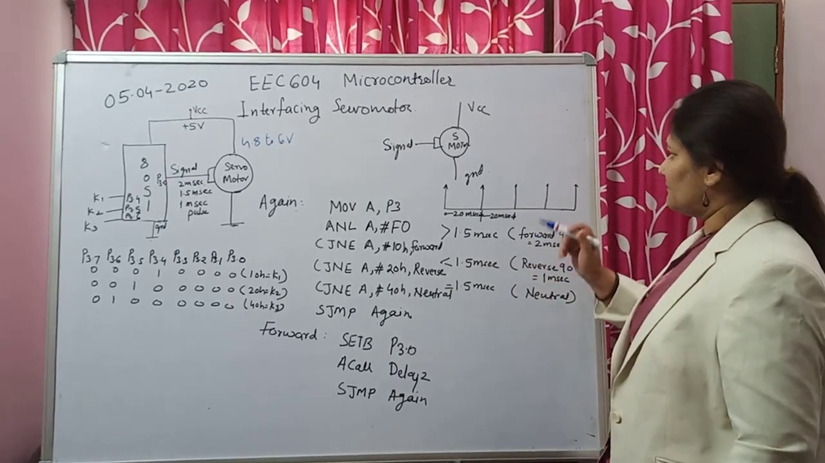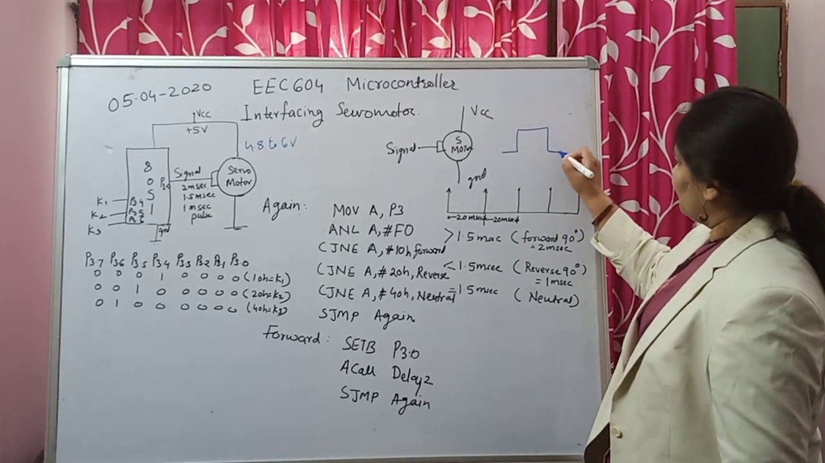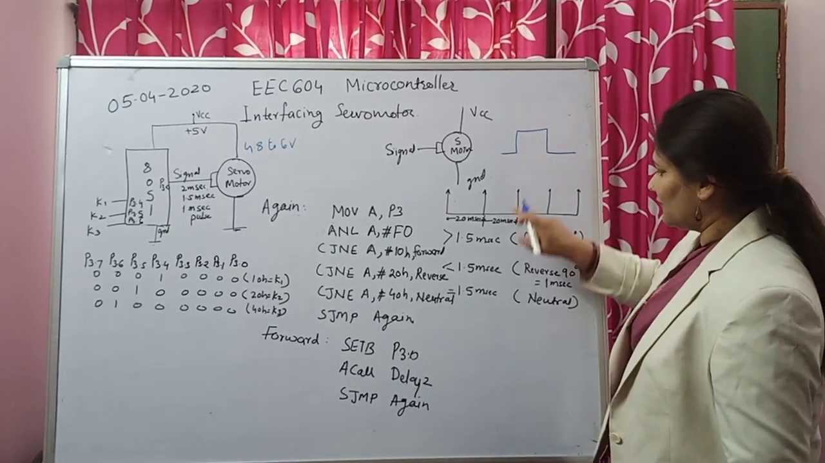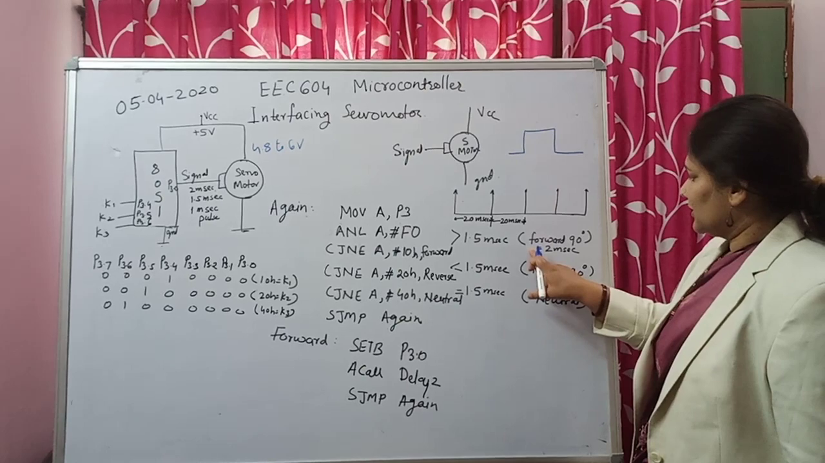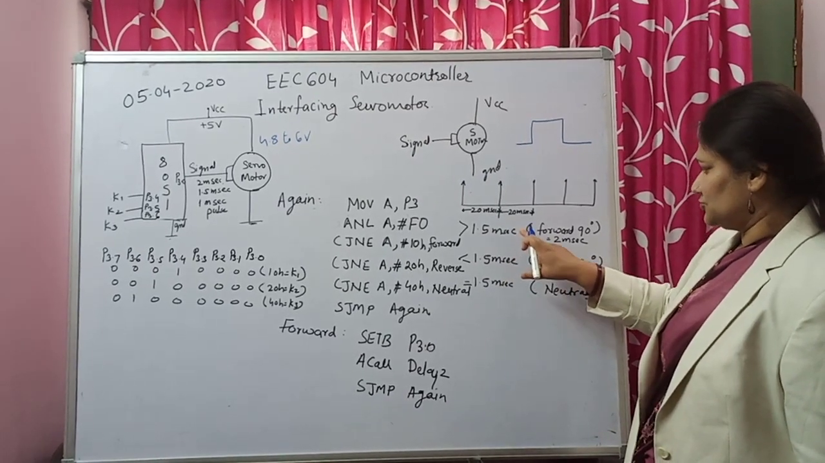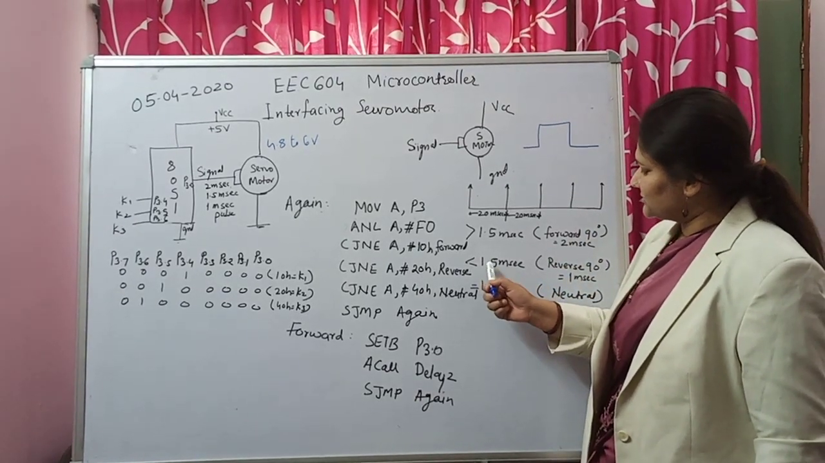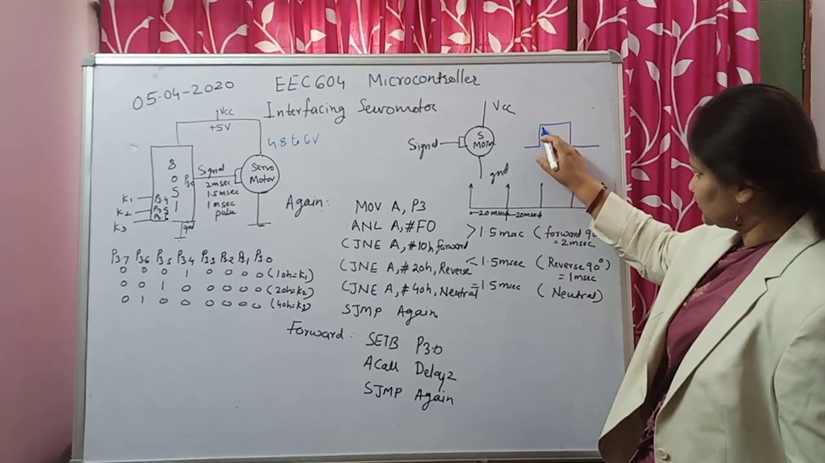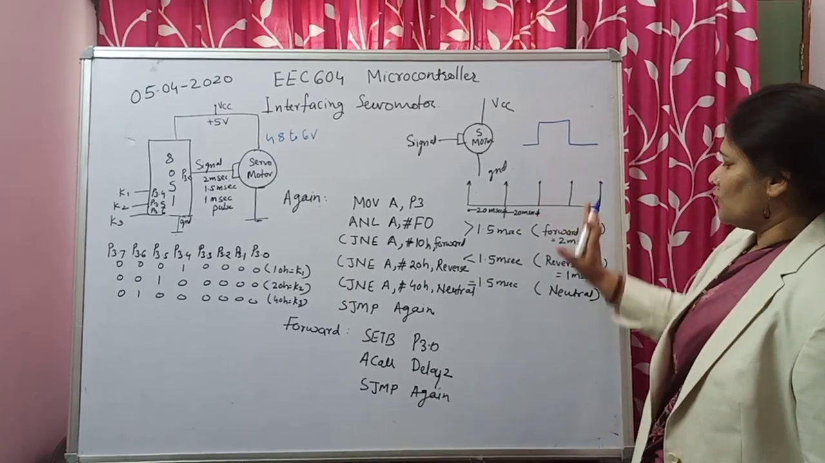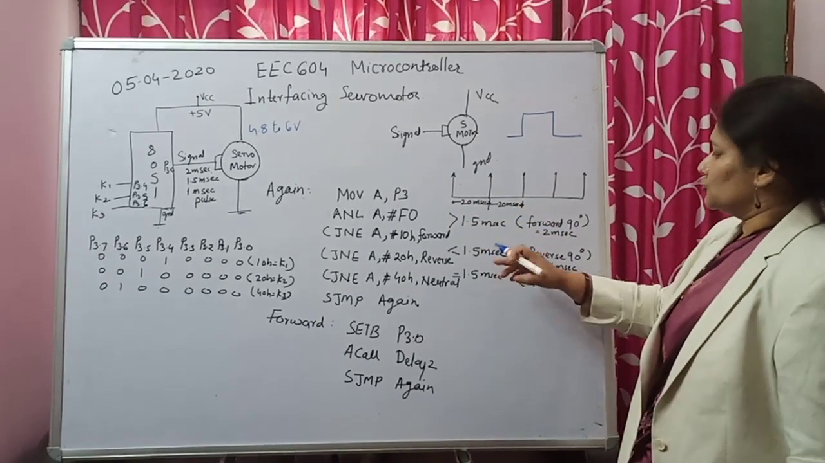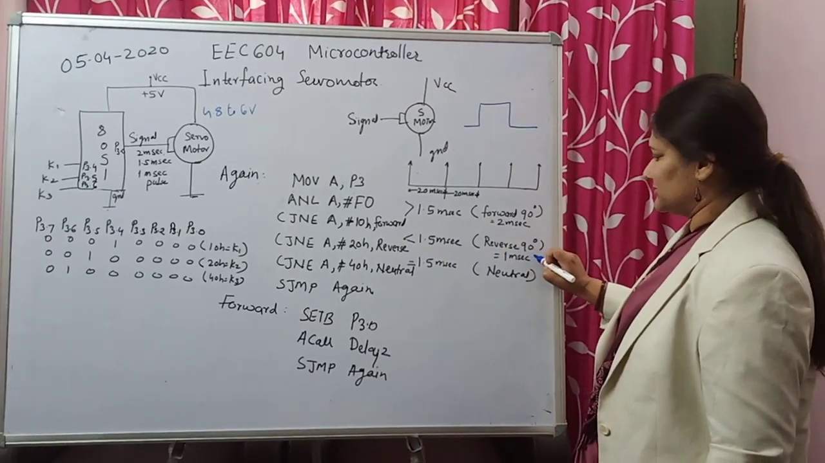So if you apply a pulse duration greater than 1.5 milliseconds, then the motor will move forward 90 degrees. Generally we keep this as a 2 millisecond pulse. If we apply a pulse to this signal that is less than 1.5 milliseconds, then the motor will move 90 degrees in reverse. Generally we keep this as a 1 millisecond pulse.